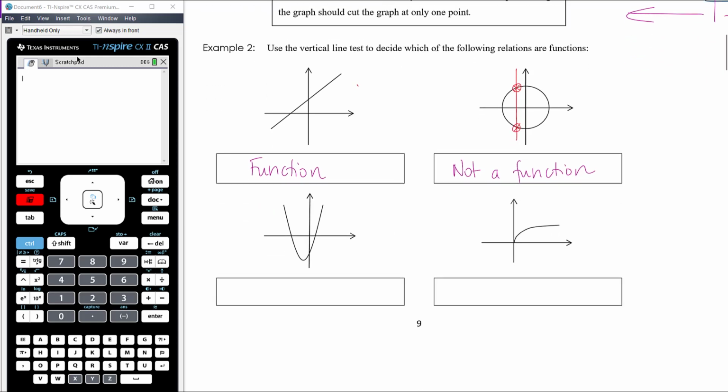The parabola, we've talked about the parabola shape already. So again, let's imagine we take a vertical line. I'm just going to grab that and sweep it across the parabola, thinking about, is that line only ever going to hit the parabola at one point at a time? Yes. Okay, so therefore this one is a function.